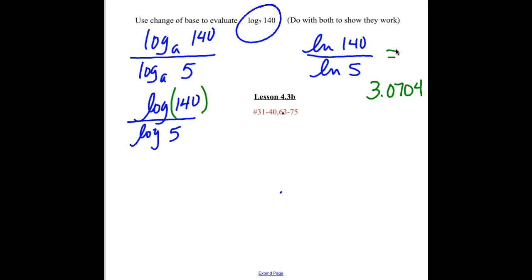Okay. So you guys are going to do 31 to 40 and 63 to 75.